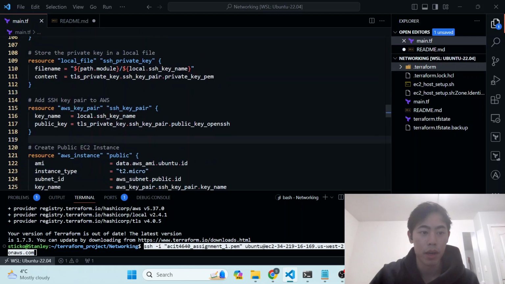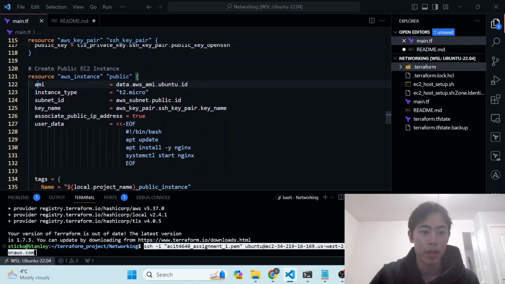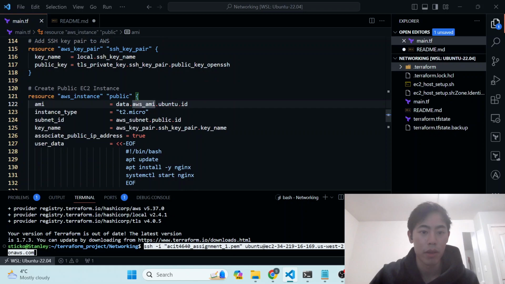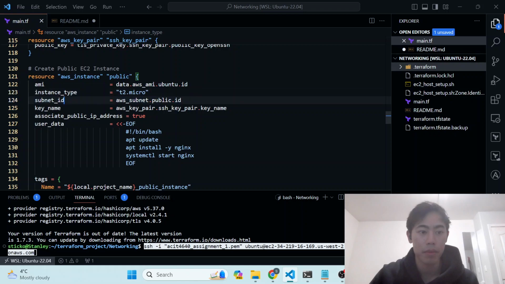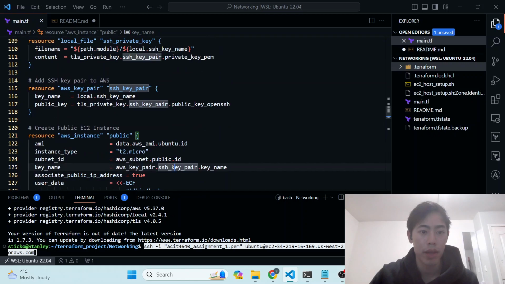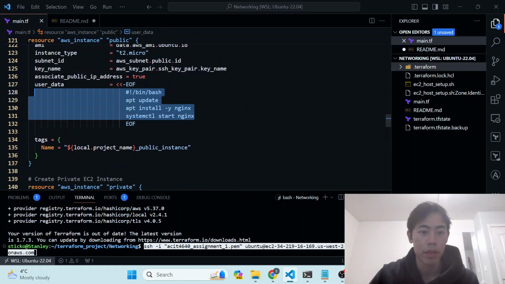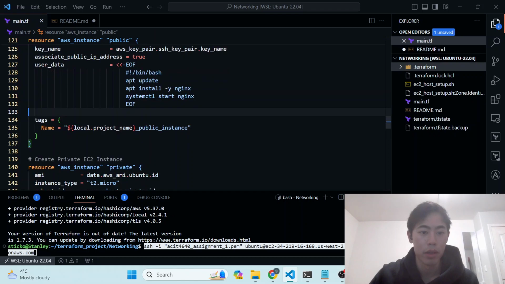And next, their SSH key pairs are given to the AWS. And then I create the public EC2 instance. Amazon machine image is the AWS AMI Ubuntu. Instance type T2 micro is the smallest one because we don't need anything larger than this. So we're just going to create it and delete it. Subnet ID, the key pair, which is created right there. And then for user data, EOF, all these commands: bin bash, apt update, install Nginx, systemctl.